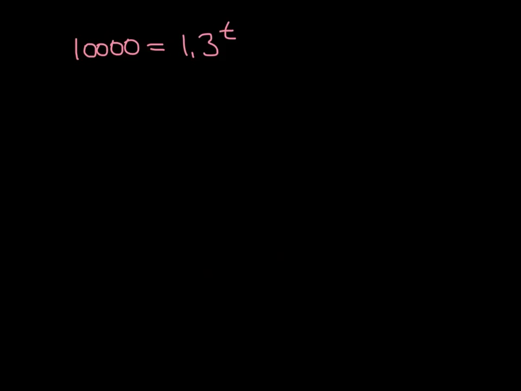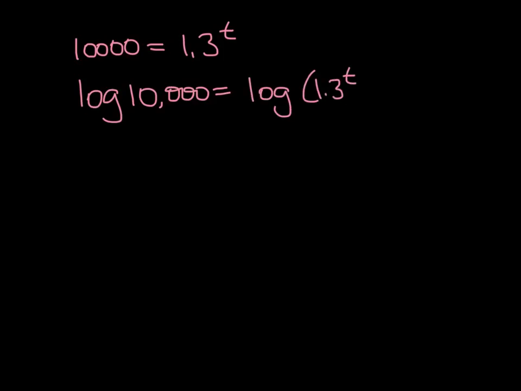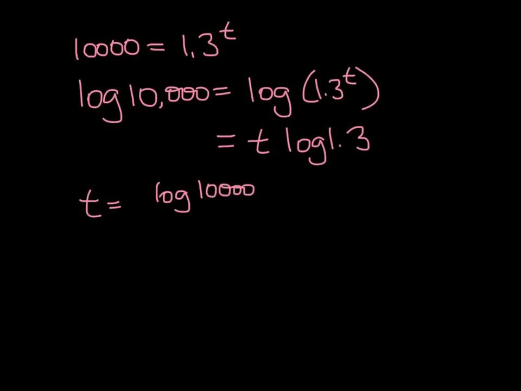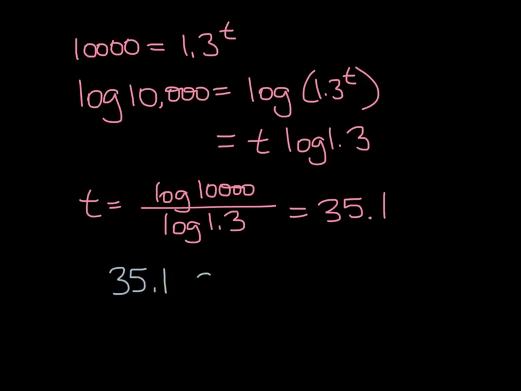We can take the log of both sides. Then we can bring down our power using the power rule. So this would equal t times log of 1.3. So that gives us t equals log 10,000 over log 1.3, which is equal to about 35.1. So in about 35.1 seconds, every teenage girl in the United States will know about Justin Bieber's new haircut.